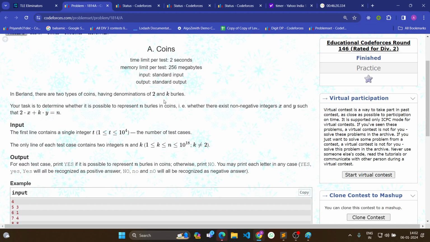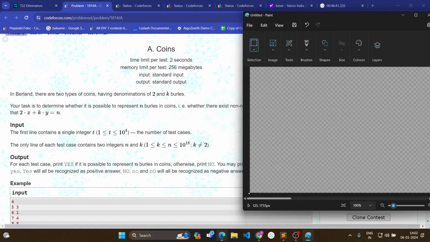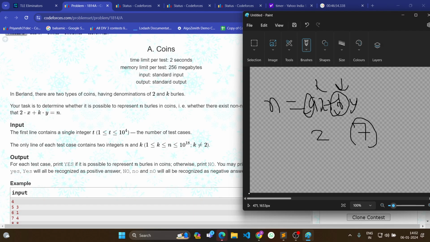We have two denominations of coins, 2 and k burles. We are asked whether it's possible to represent n burles in coins, whether there exist non-negative integers x and y such that 2x plus ky is equal to n. Again, I think this is some property of mathematics that I can express n as a sum of ax plus by provided a and b are co-primes. Let's say a is 2 and b is 7, then it is always possible.